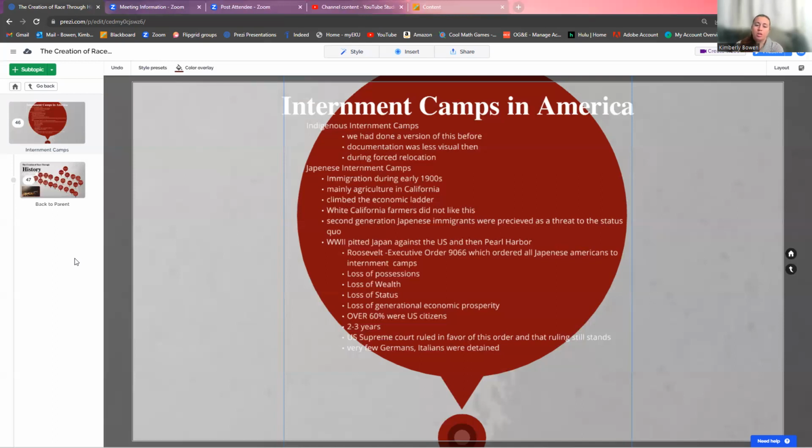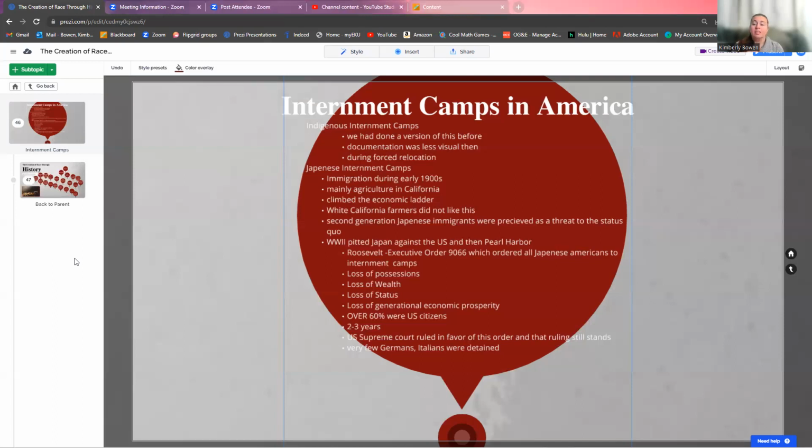And World War II pitted the Japanese against the US after Pearl Harbor. And Roosevelt signed executive order 9066, which ordered all Japanese Americans and anyone of Japanese descent to internment camps. When they did this, they lost all their possessions, lost most of their wealth, if not all of it, lost most of their status, most of their generational economic prosperity. Over 60% of the people in these internment camps were US citizens.